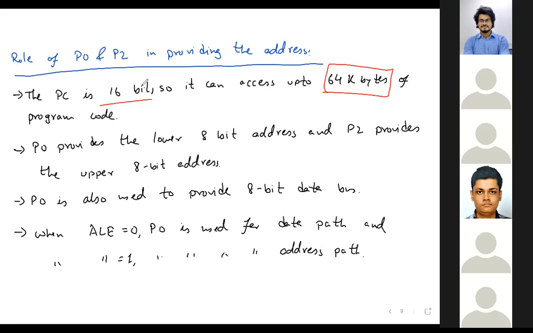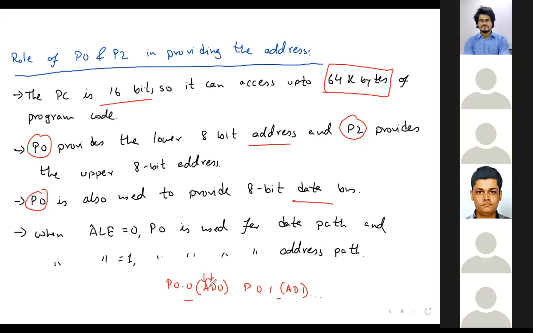Now, definitely you need to provide the address. The address is provided using both P0 and P2, because each is 8-bit, and we need a 16-bit address. I told you just before that the pins of P0 are written as AD0, and similarly P0.1 is written as AD1 and so on. The meaning of AD is that it can be address or data. So P0 provides address, but P0 can also provide the data bus. That's why P0 can provide both address and data.